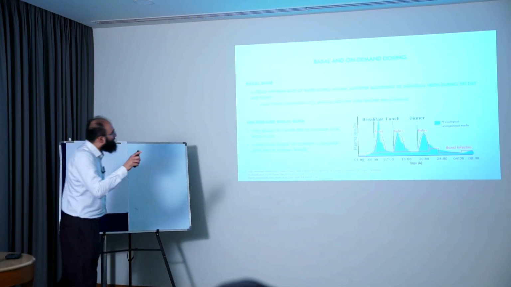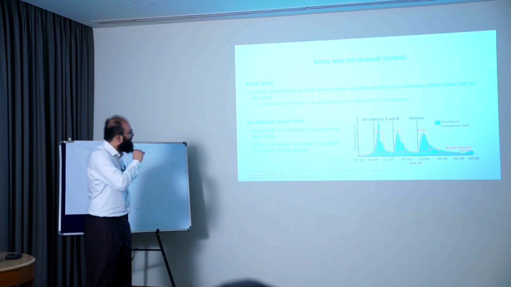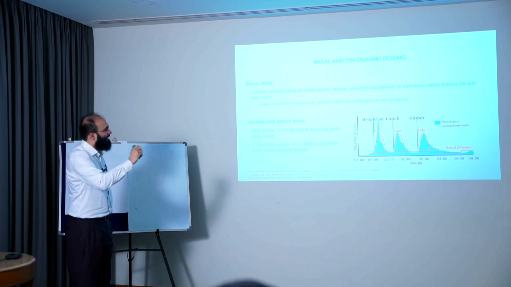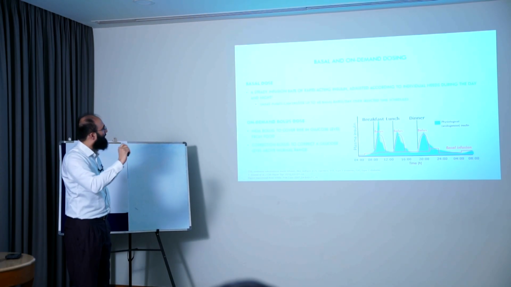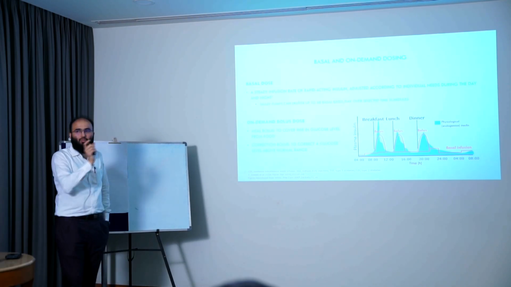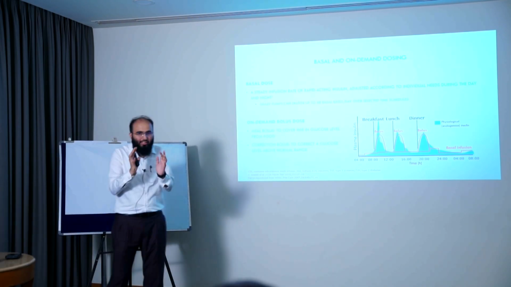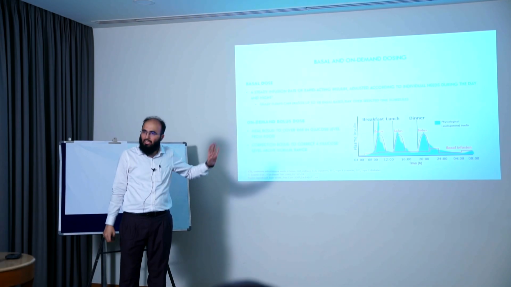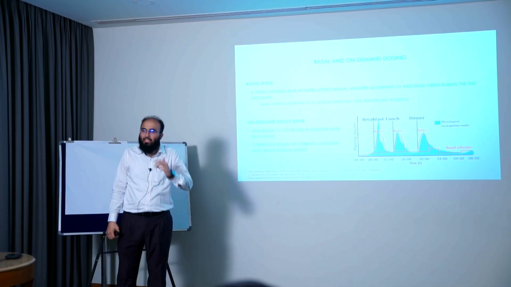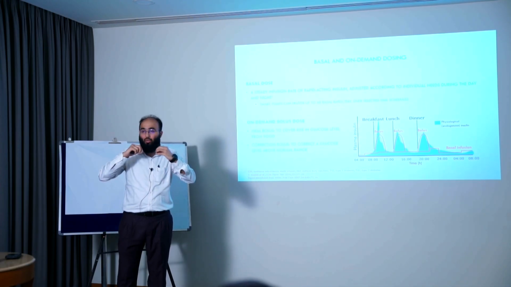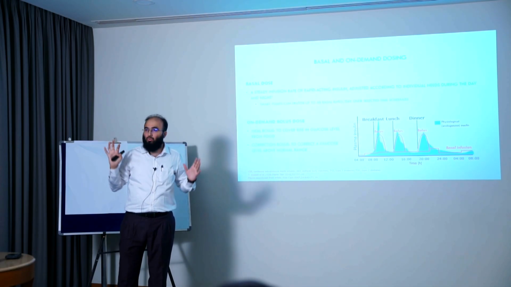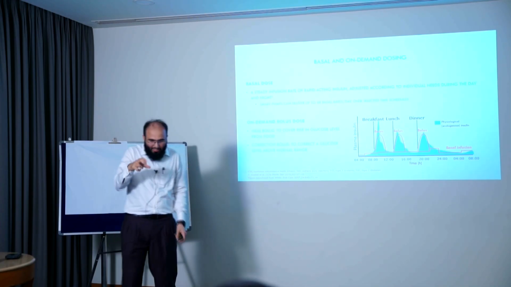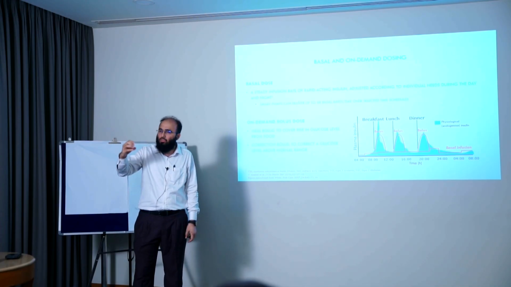So basal and on-demand dosing. A steady infusion rate of rapid acting insulin adjusted according to individual needs during the day and night is the basal dose. I am not talking specifically about the most advanced pump. I am telling in general, where you can manually adjust. You can have up to 48 variations of your basal dosing. You can tell specifically at 3 a.m. I want the insulin dose to be high.